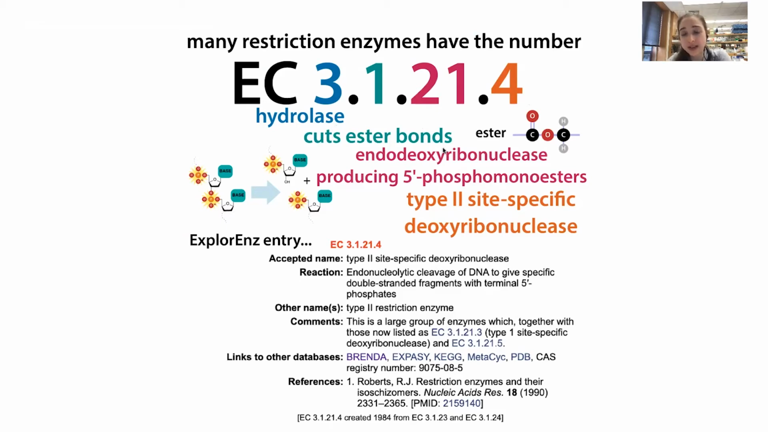Then the 21 is telling us more about that. So it's saying it's an endodeoxyribonuclease. So this is telling us about the type of bond, and this is telling us about where that bond is located. And so this bond is located in the middle of a DNA strand. And it is going to be cutting this strand, and it's using water to do so. And so that's why it's a hydrolase. And then the 4 is the serial number that's telling us it's a type 2 site-specific deoxyribonuclease.